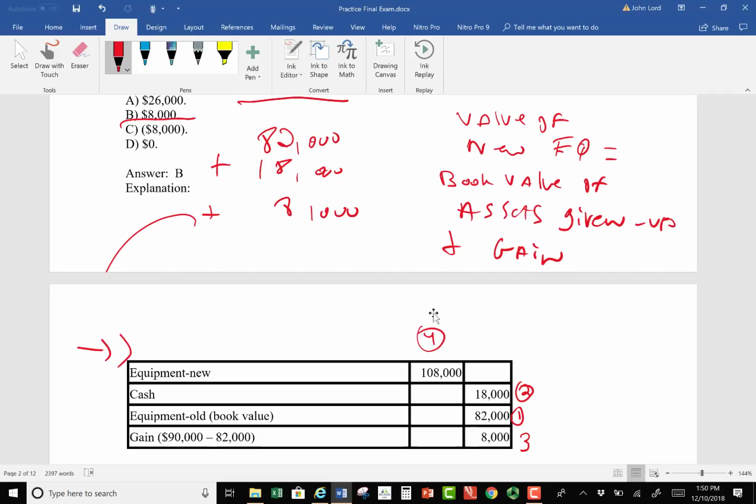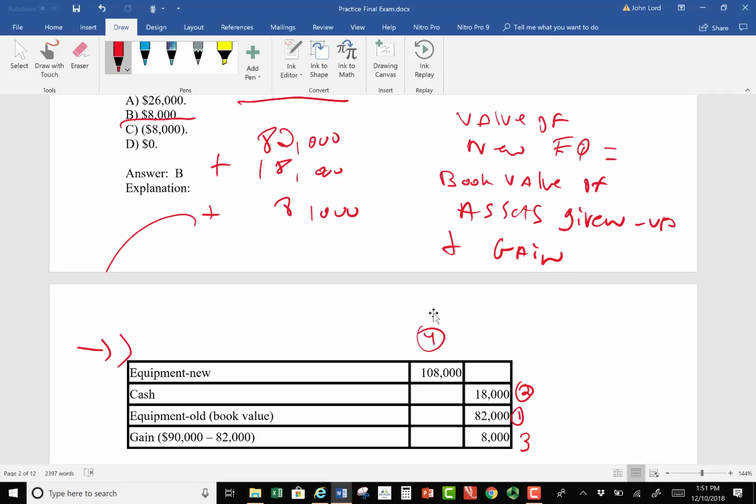Okay? And so the 18,000 is part of the book value since that's also what you gave up to get the new equipment? It is the book value of the assets given up. You gave up equipment that has an $82,000 book value. You gave up cash that has an $18,000 book value, which the fair value and the book value of the cash are exactly the same, plus the gain. And you've got a gain. Plus the gain or minus the loss. Okay?